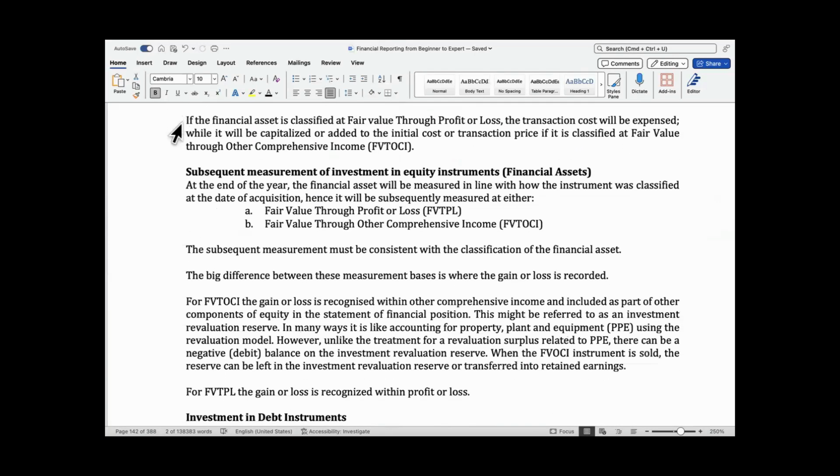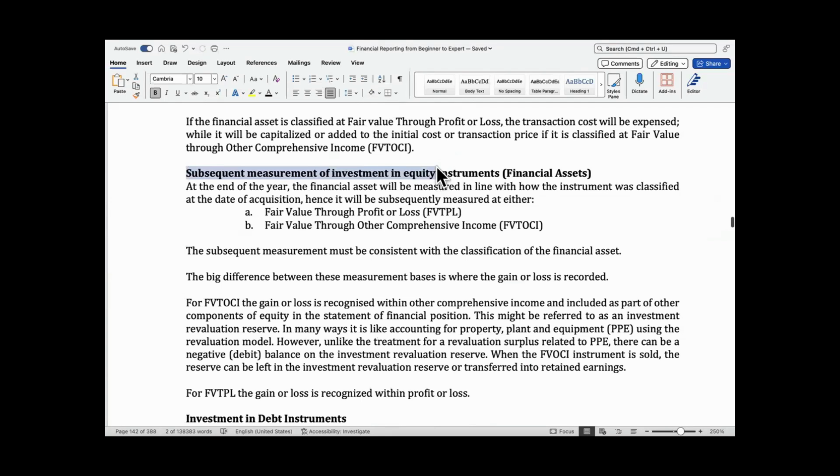Now, at the end of the year, which is subsequent measurement, these financial assets will be measured, because when we say subsequent measurement, we are talking about measurement at the end of the year. How much are you putting in your book? So at the end of the year, it's either going to be measured at fair value through P&L or at fair value through OCI.